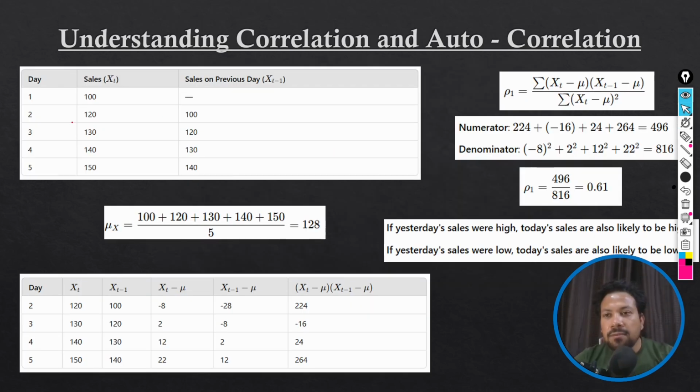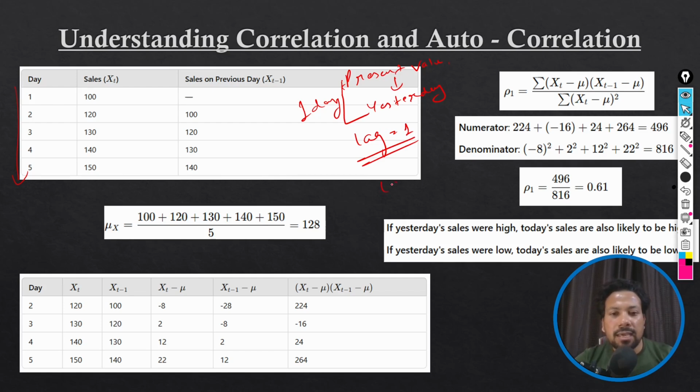For example, here I have taken sales data for day 5, and here I want to find the autocorrelation between my present value and yesterday's value. Right? So here there is a time gap of 1 day only. So I can simply say that here lag is equal to 1. If you want to take lag equal to 2 days, then you can also do that. It depends totally on you.